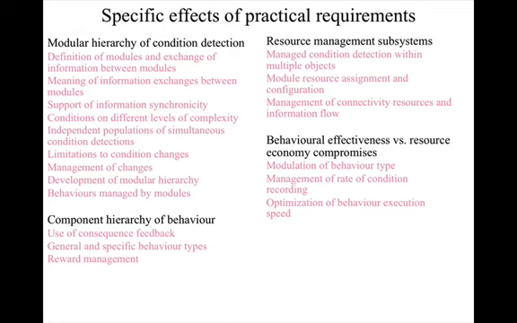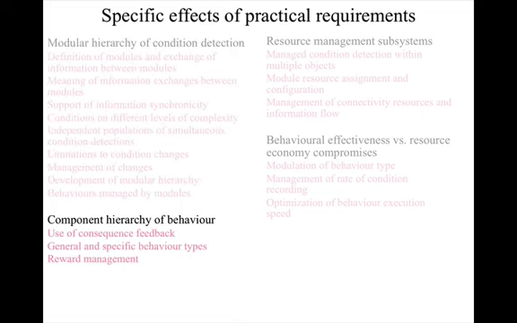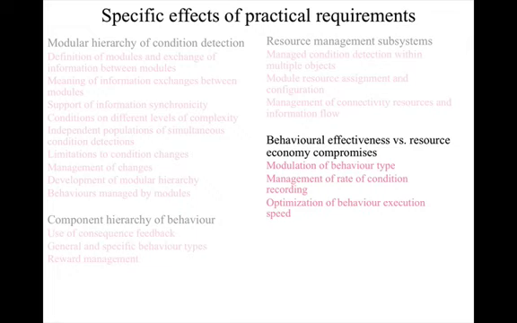This is a somewhat more detailed list of the constraints that I was illustrating conceptually in that earlier diagram. If the number of behaviors is large relative to resources, the resources that detect conditions within sensory input, say, and other information will tend to be organized in a modular hierarchy. The resources that select behavior will also be organized in a hierarchy. There'll be a number of resource management subsystems, and there'll be a number of architectural features reflecting necessary compromises between resource requirements and behavioral effectiveness.